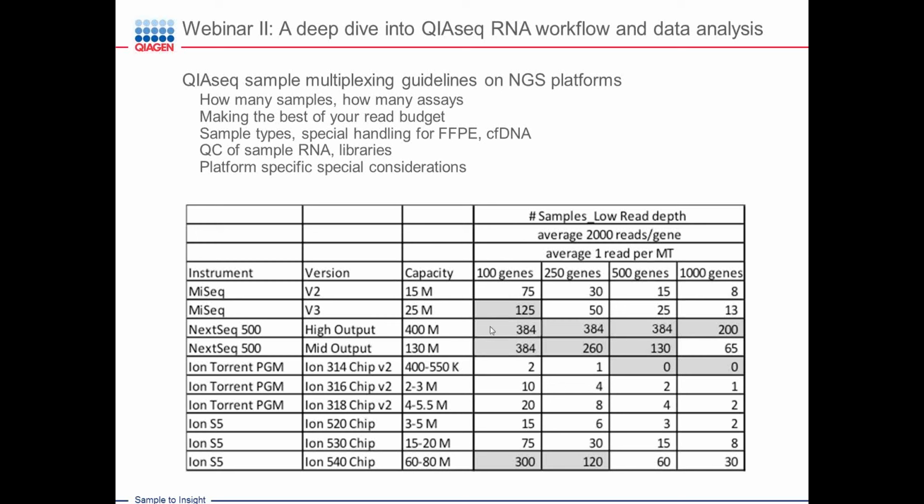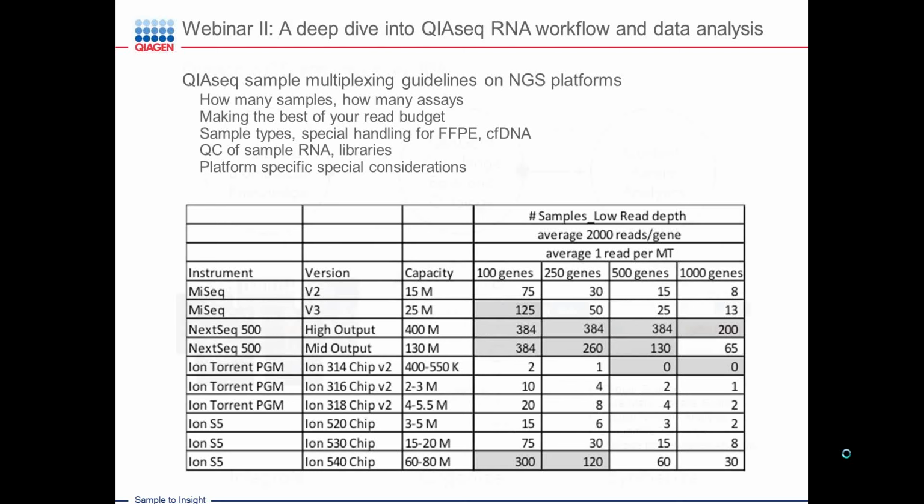So, for example, we typically run 96 genes. We do 96 by 96 on a MiSeq. We do 384 by 190, or 96 on a NextSeq. These are what our multiplexing capabilities are on the instruments that we have.